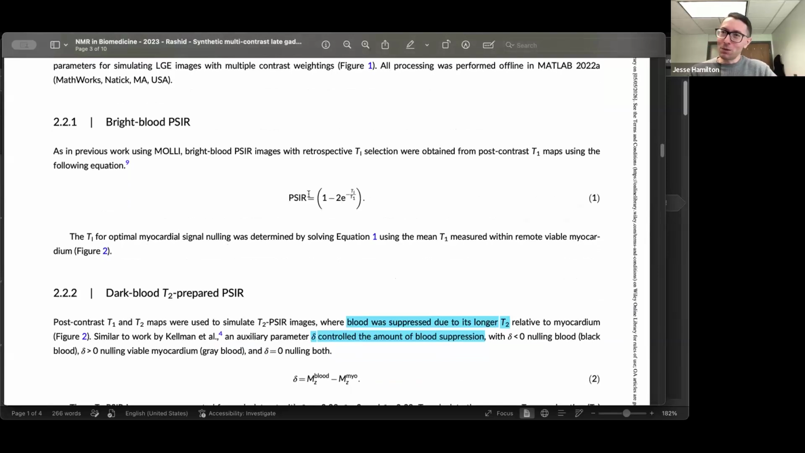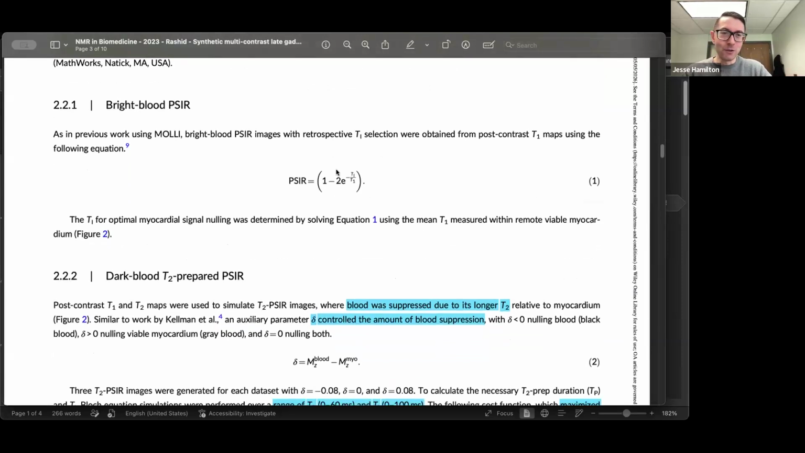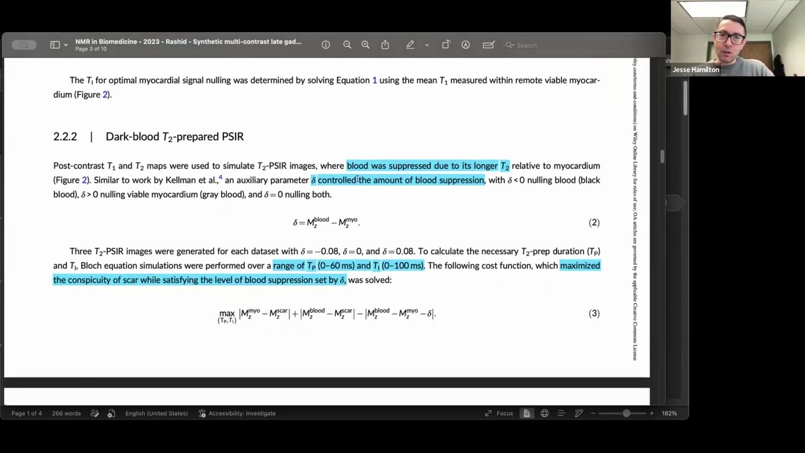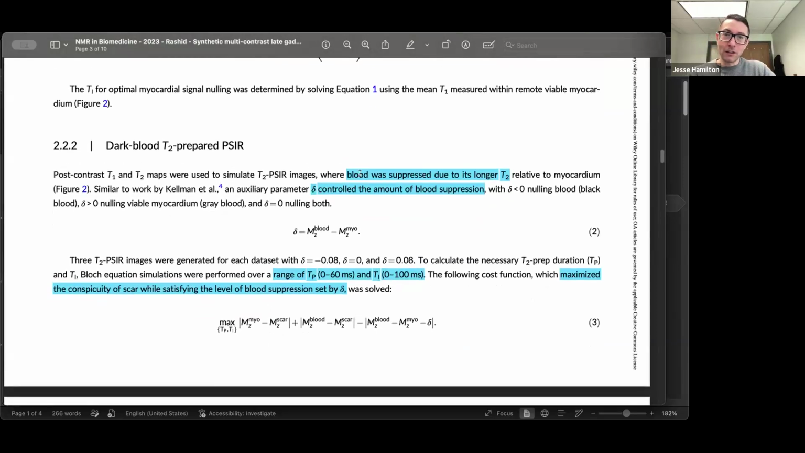Yeah, so to generate the bright blood PSIR image, we use just a standard inversion recovery equation. For the dark blood T2 prepared PSIR images, we're leveraging the longer T2 of blood to get this dark blood contrast. We introduced an extra parameter called delta. This is an idea that we borrowed from Dr. Peter Kellman, and they have some interesting work with multi-parametric SASHA and also joint bright and dark blood mapping. But this delta parameter lets the user adjust the amount of blood suppression.